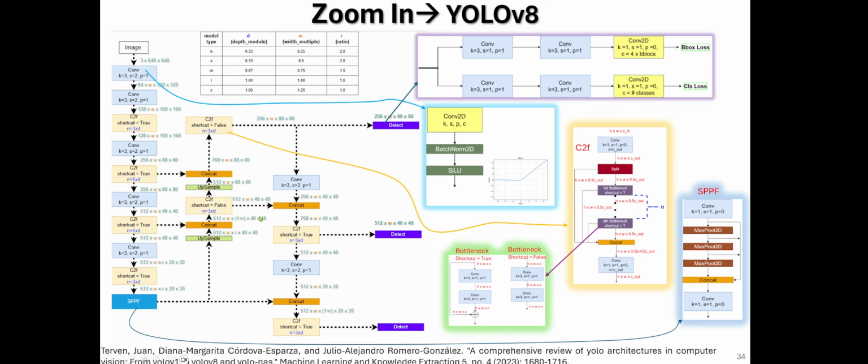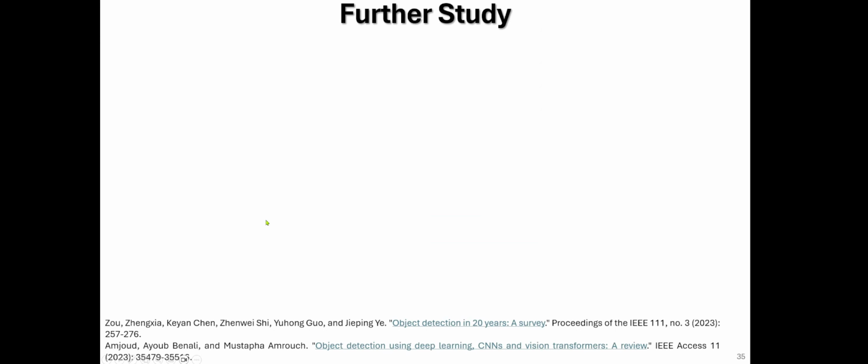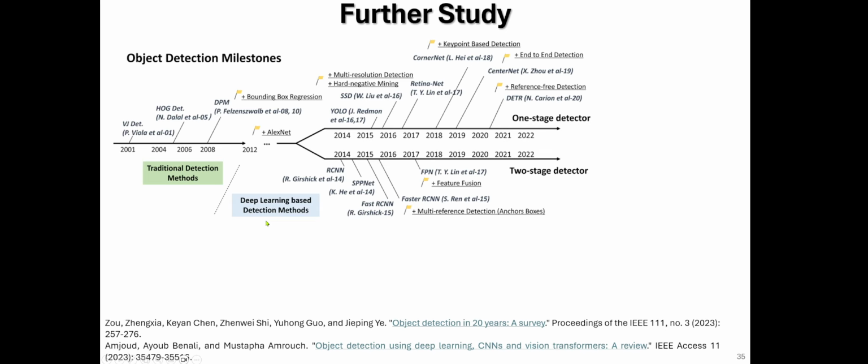Okay, so that's all about YOLO V8. And for you to further study, I just put the evolution of all the object detection, right from the traditional machine learning methods, which you can ignore. So from 2012, since the onset of AlexNet, we know that convolutional neural networks became popular. There are two lines of work. One is the one stage detector, which is end to end, and the other one is the two stage detector.